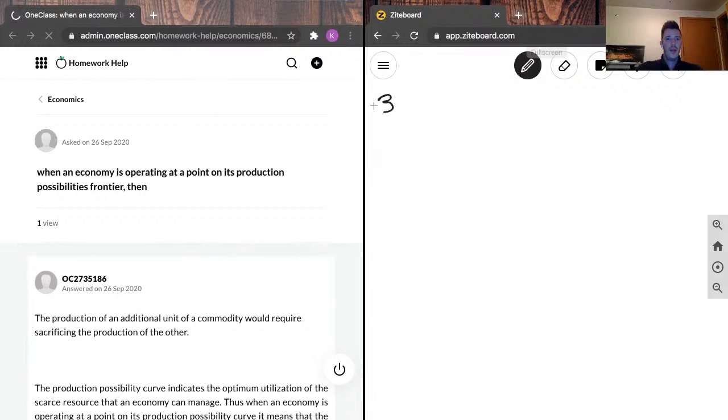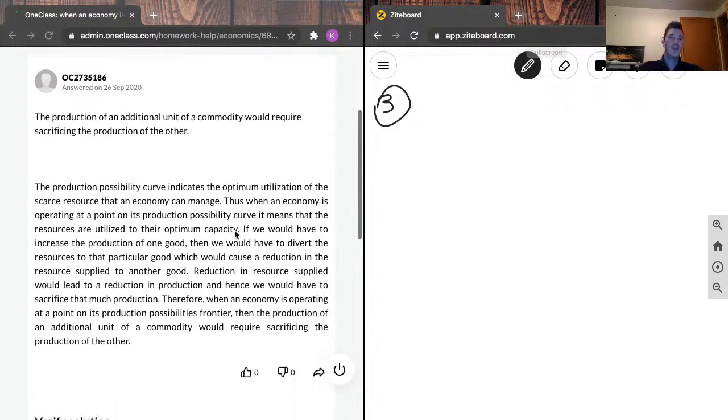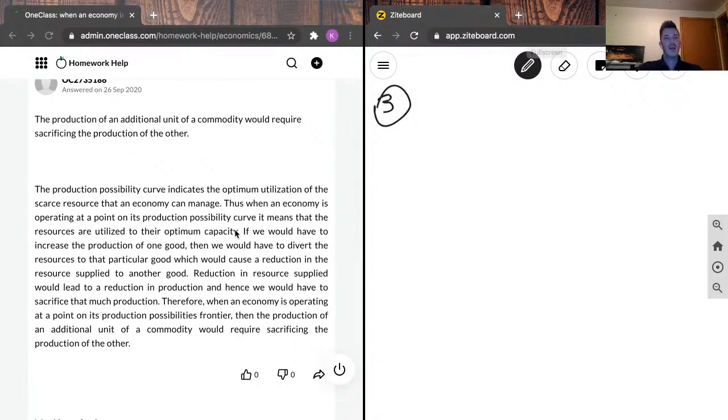And question 3 reads, when an economy is operating at a point on its production possibilities frontier, then... Our junior tutor has written that the production of an additional unit of a commodity would require sacrificing the production of the other. That is correct, and their explanation is the production possibility curve, or production possibility frontier, indicates the optimum utilization of the scarce resource that an economy can manage.